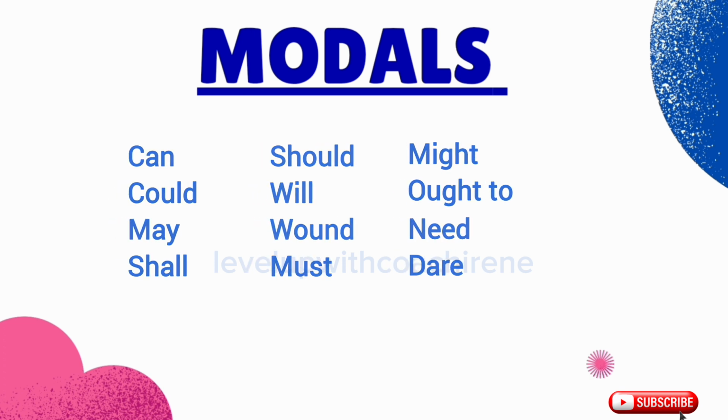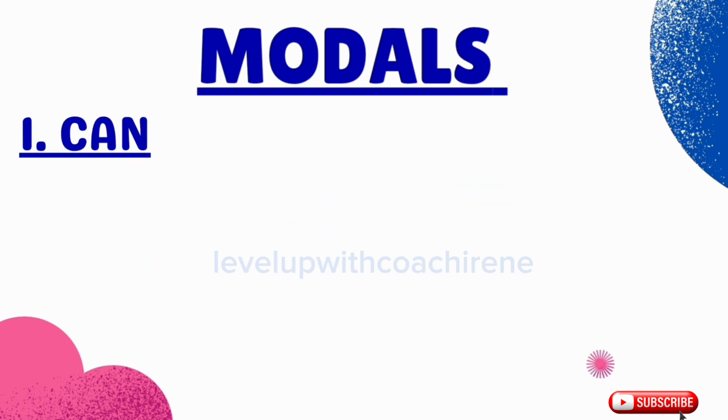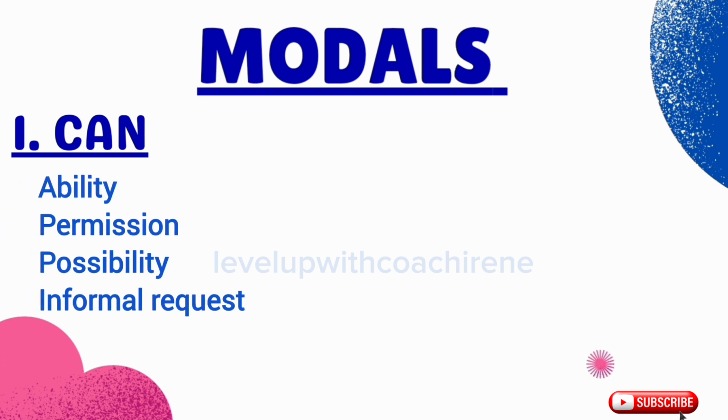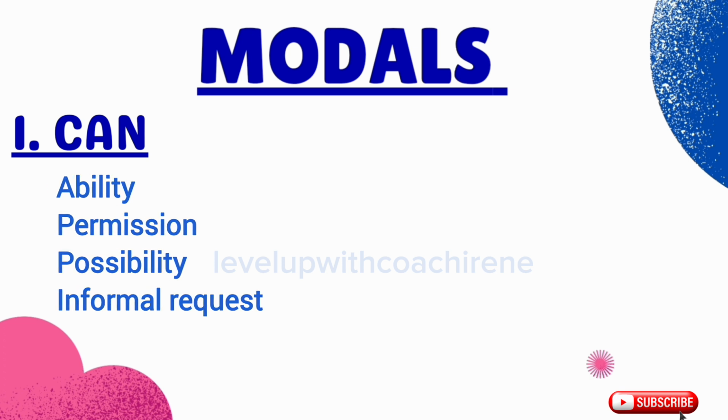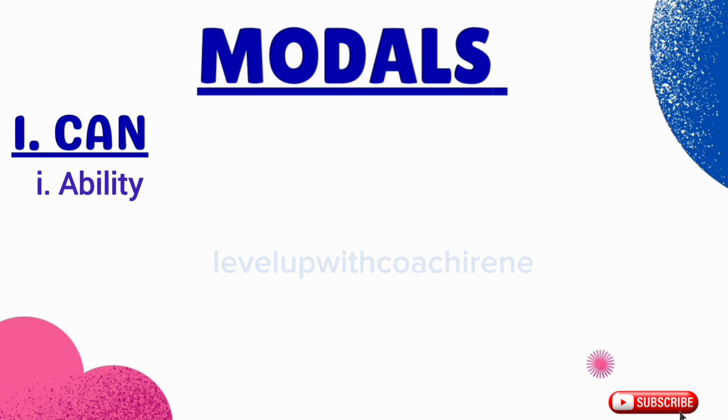Let's talk about can as a modal. Can is one of the most common and versatile modal verbs in English. It expresses various meanings, including ability, permission, possibility, and informal requests. Let's look at the uses of can. Number one, can is used to express ability. It expresses someone's ability to do something.